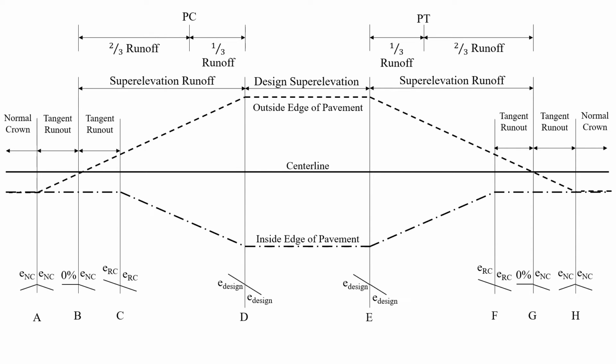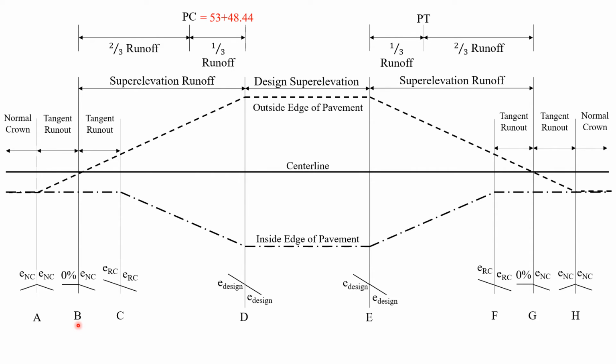So here's our standard profile view of a roadway. We have a simple curve. So we see we have the PC and PT. For this set of design plans, this is from NCDOT. The split of runoff is 1/3, 2/3. So that's how the PC and PT are located. 2/3 of the runoff before the PC and 1/3 after. Similarly, on the PT side, 1/3 before the PT and 2/3 of the runoff after the PT.